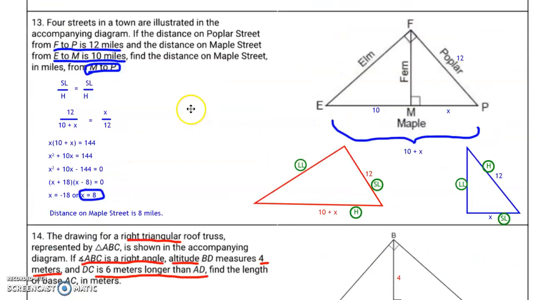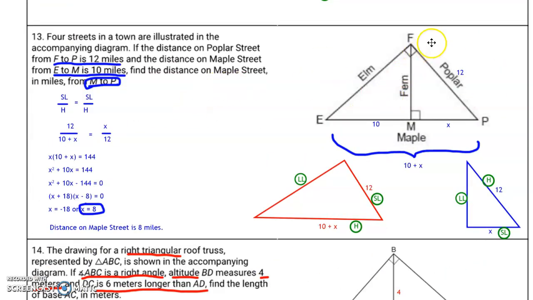In this one, though, they do give us units. This should be familiar to you. This was one of the exit slips in the unit. It tells us that from F to P is 12 miles. That's labeled here. From E to M is 10 miles. That's labeled here. And then we're asked the distance on Maple Street from M to P, which is here.